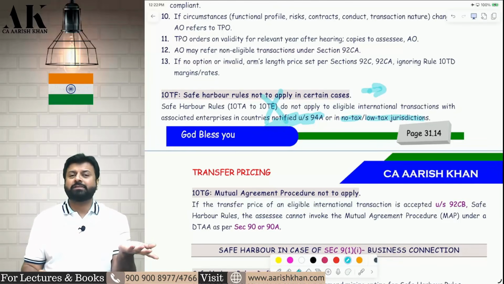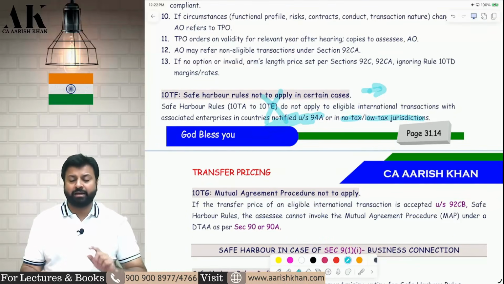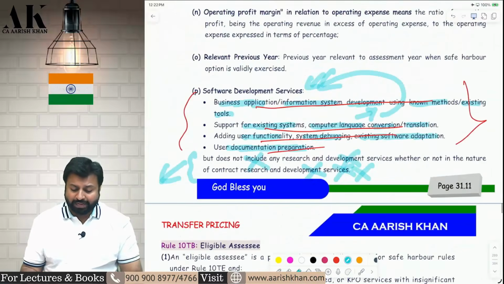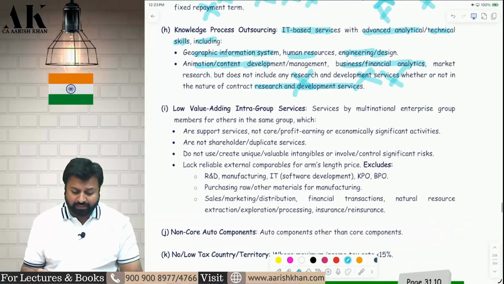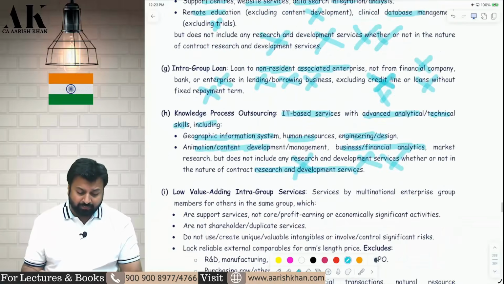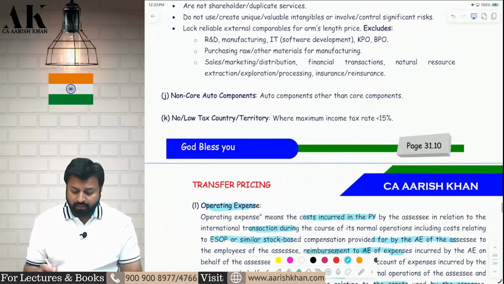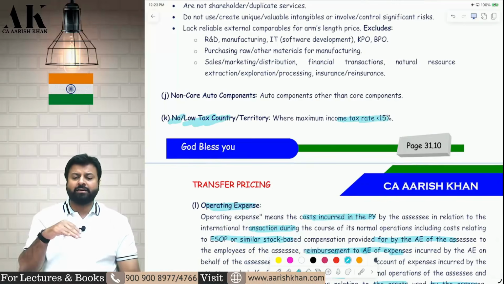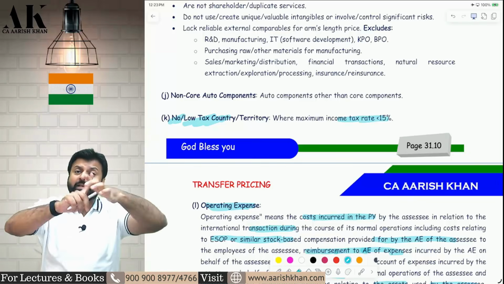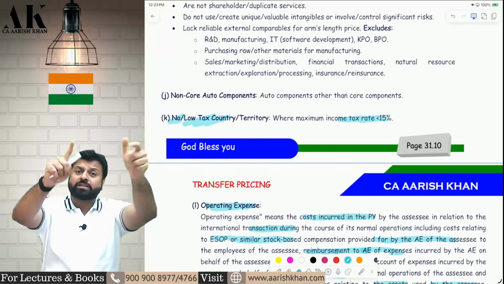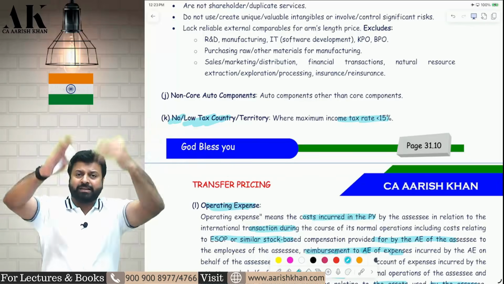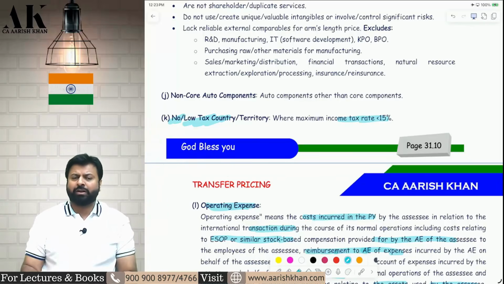Now, no tax is understood: there is no tax in that country. What do you mean by low tax? Low tax means the maximum tax rate in the other country is less than 15%. That will be called a low tax jurisdiction. If you are doing a transaction with a person located in an NJA, or with a person where the maximum tax rate is less than 15%, then the safe harbor rule is not applicable.